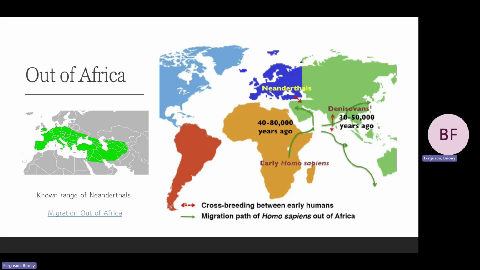They were more closely related to Neanderthals, and they definitely crossbred between the two of them more than they did with early Homo sapiens. But that also makes sense because they were in those regions near each other longer before Homo sapiens made their way out of Africa.